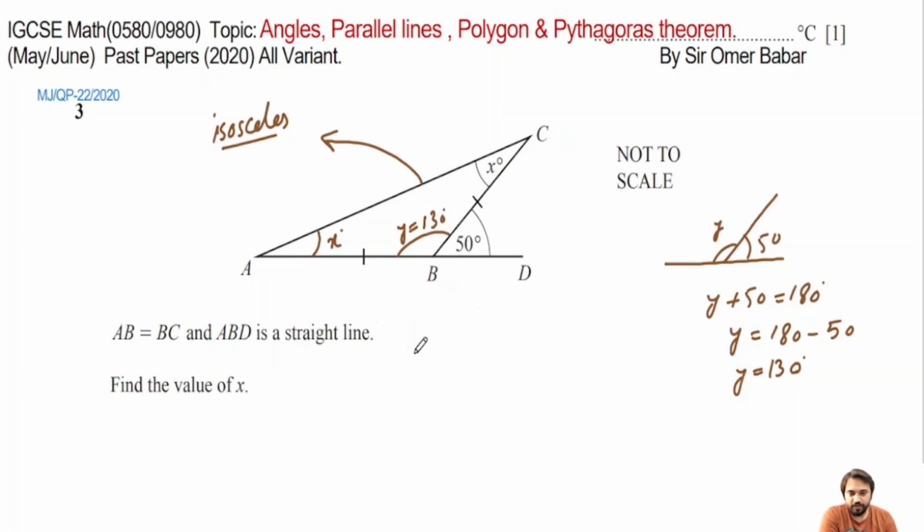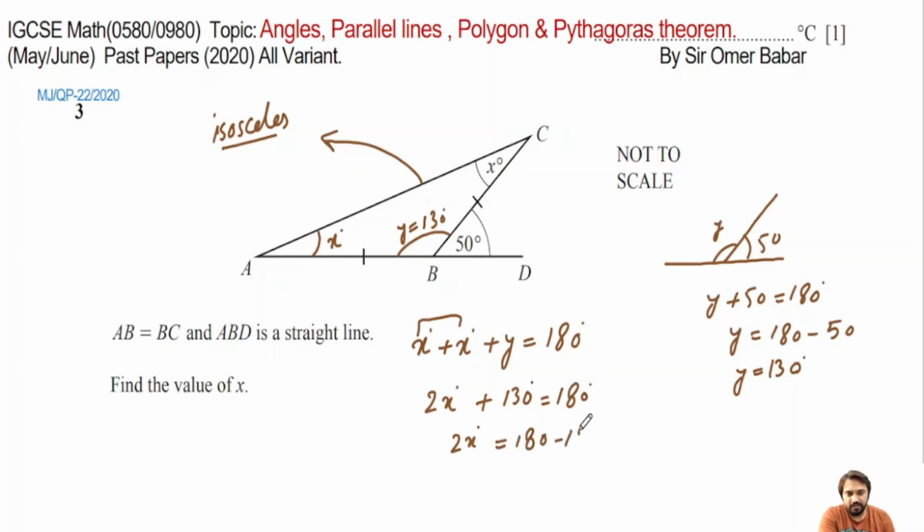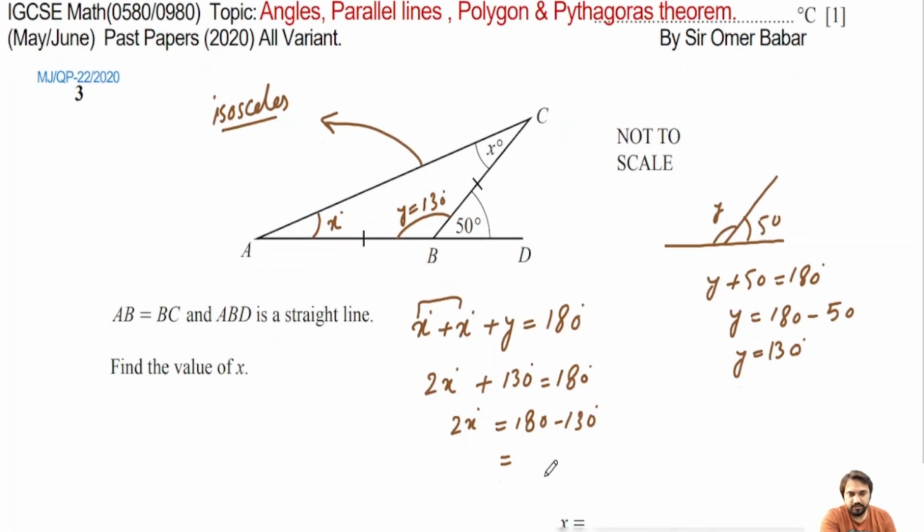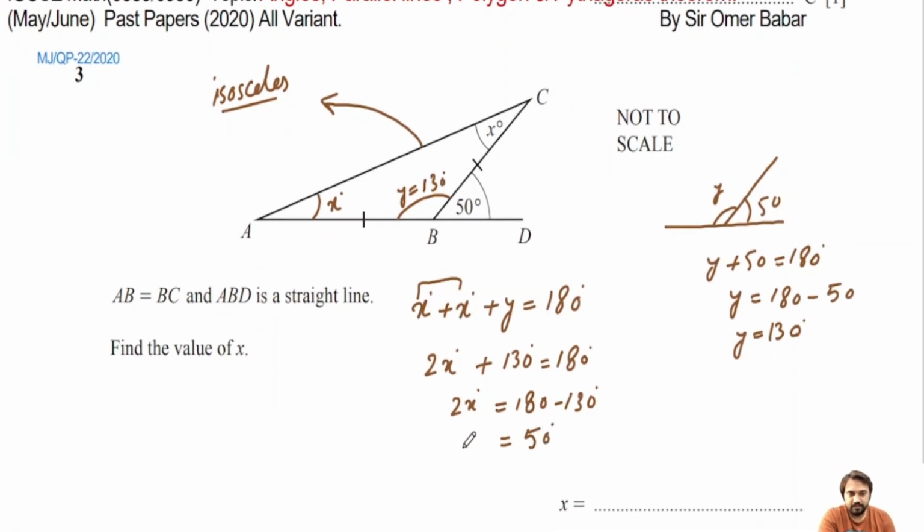Now we are going to apply a rule here. The sum of internal angles of a triangle add up to 180 degrees. So it means x degrees plus x degrees plus y is equal to 180 degrees. Now putting the values, we have to add these two. The answer is 2x degrees. The value of y we have just found, that is 130 degrees. Now subtract this 130 degrees from 180 degrees. 180 minus 130 is equal to 50 degrees. So x is equal to 50 degrees divided by 2. The answer is 25 degrees. So this is our answer, 25 degrees.